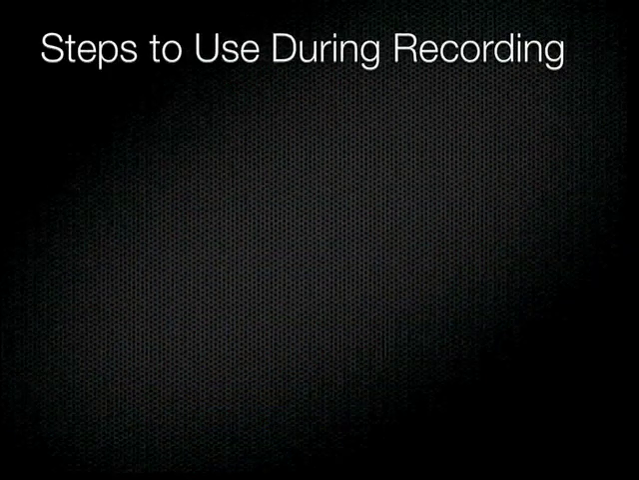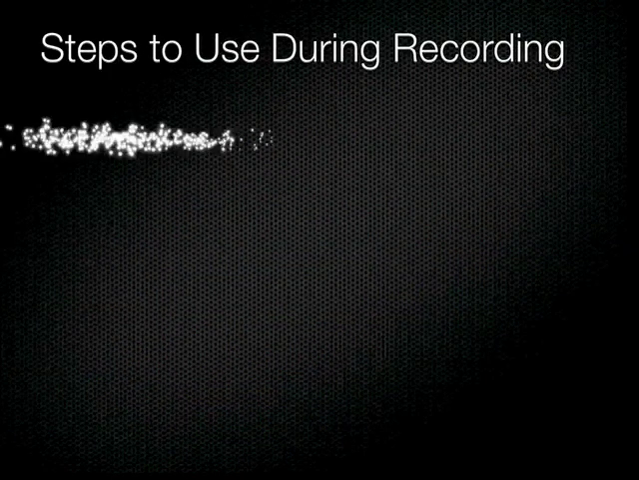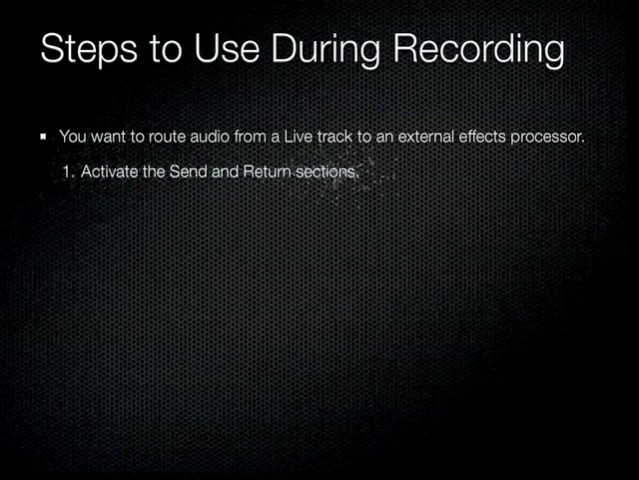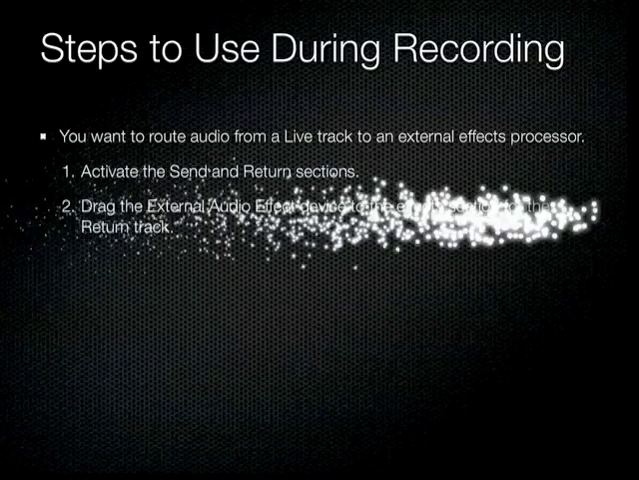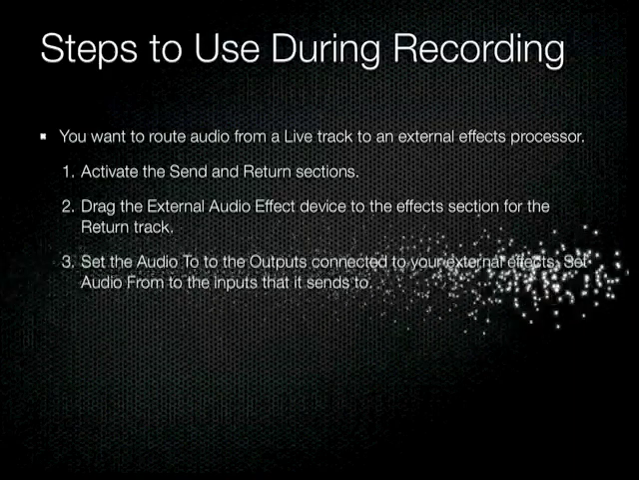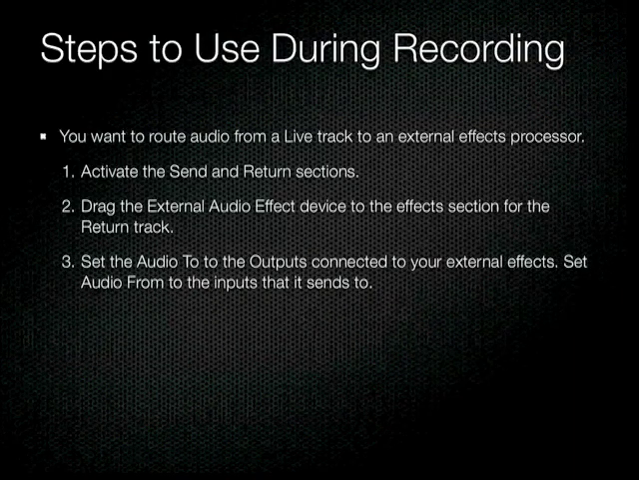So let's take a quick look at the steps involved. We'll go over these in detail during the actual tutorial with Ableton Live. So you want to be able to route audio from a live track to an external effects processor. First, you need to activate the send and return sections. 2, you need to drag the external audio effect device to the effects section for the return track. 3, you need to set the audio to of the return track to the outputs connected to your external effects. Set the audio from to the inputs that it sends to.